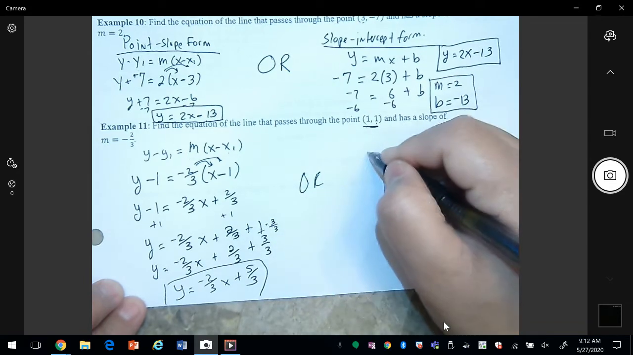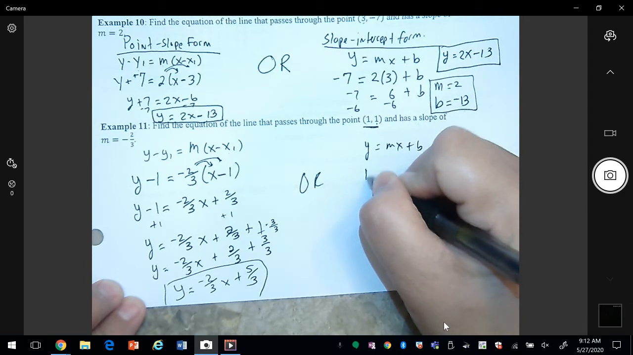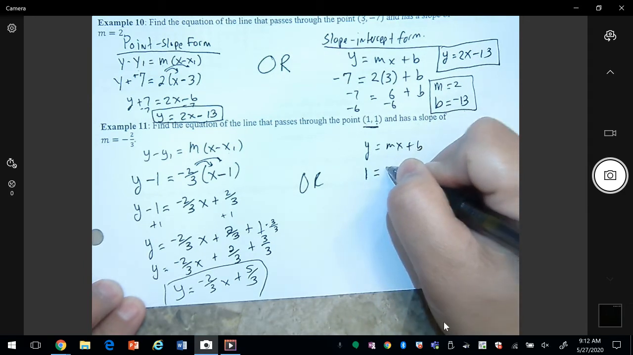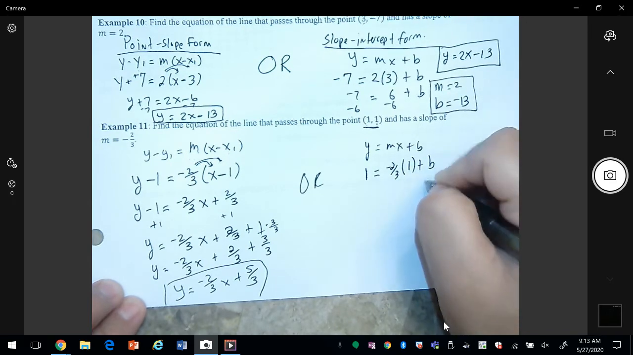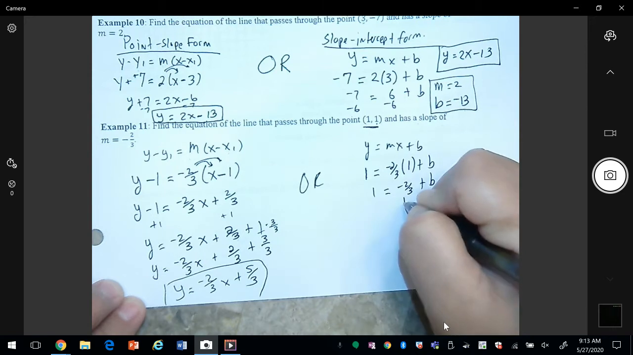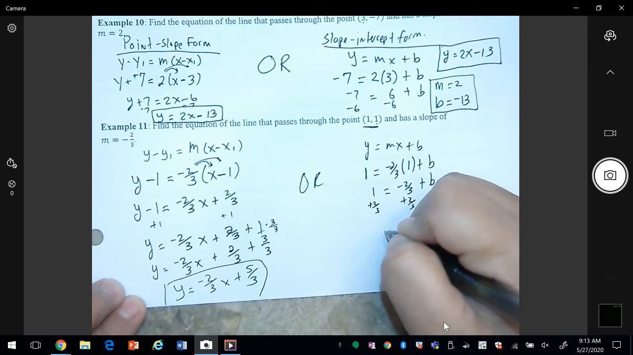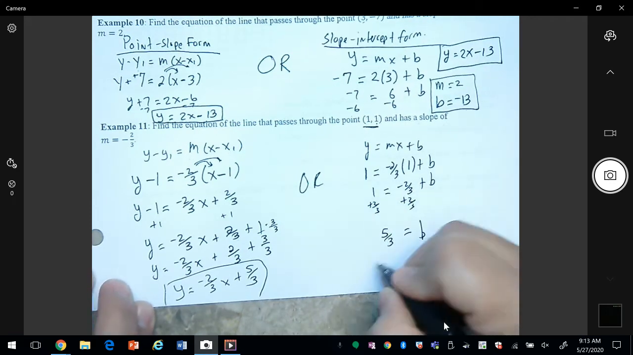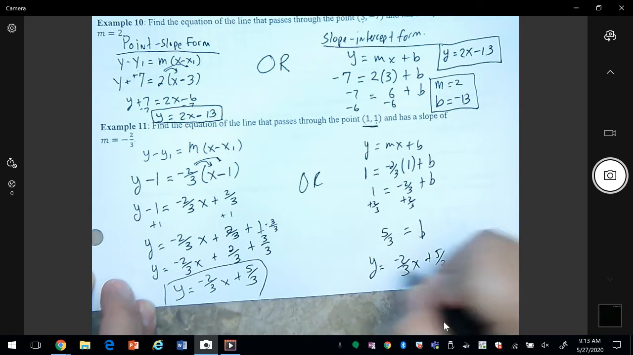Or again, you can use the other method. So y is 1, m is negative 2/3, x is 1 plus b. Add the 2/3. So b is equal to 5/3. So my equation would be the same.